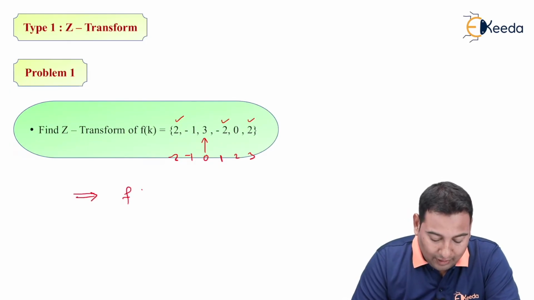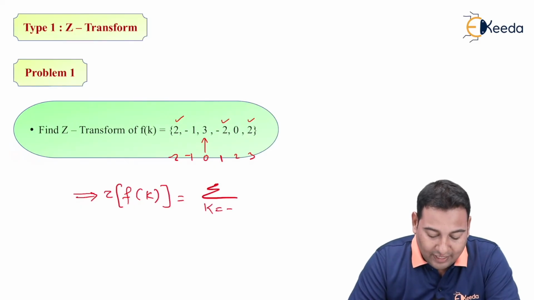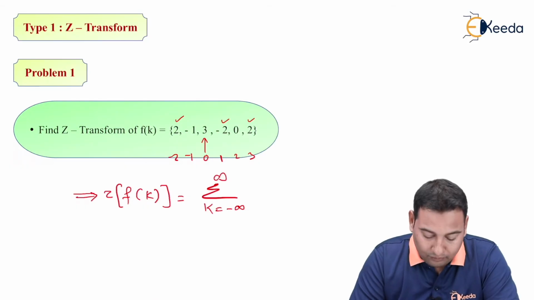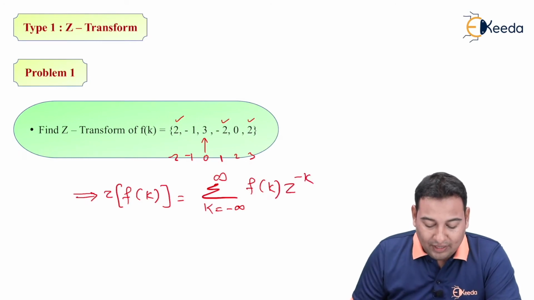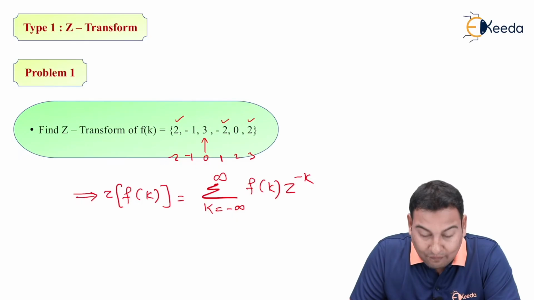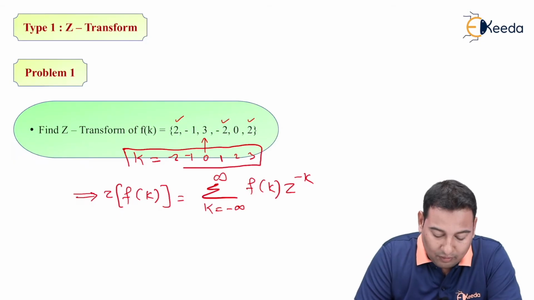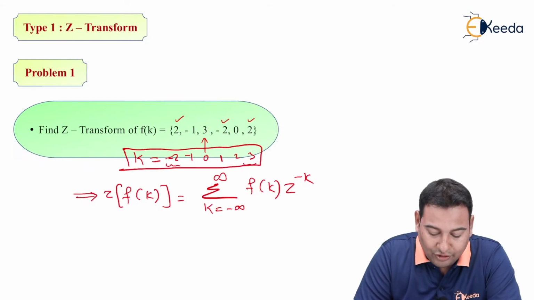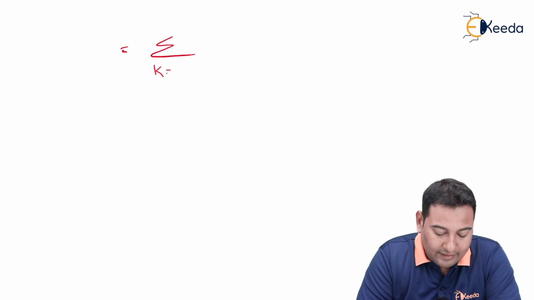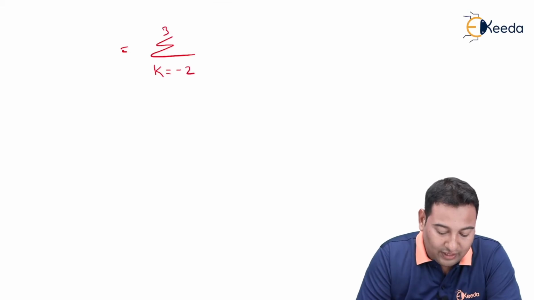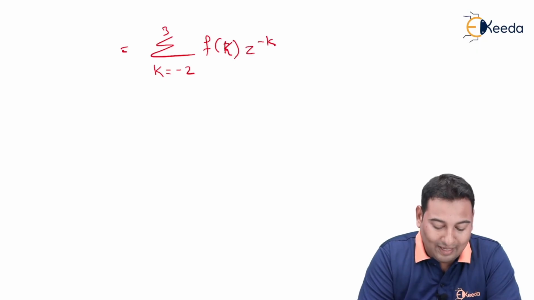The definition is Z of f of k is equal to summation of k equal to minus infinity to infinity of f of k into z raised to minus k. Now here the summation is from minus infinity to infinity. These are actually the index values, the values of k. So in this problem, k is ranging from minus 2 to 3. So our required expression will become summation of k equal to minus 2 to 3 of f of k into z raised to minus k.